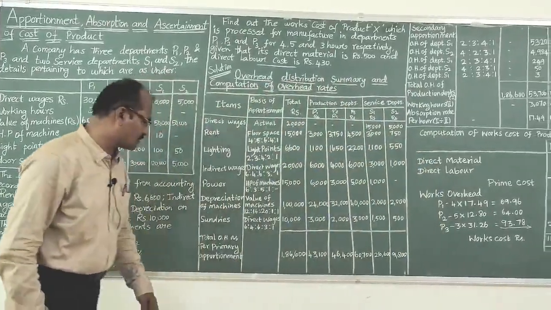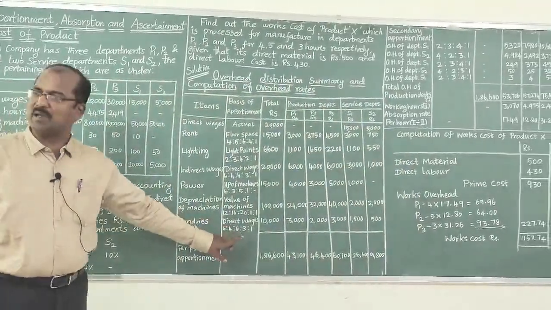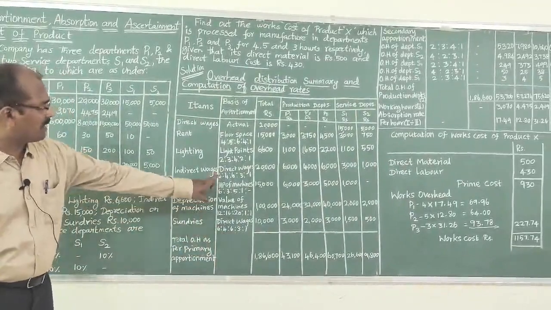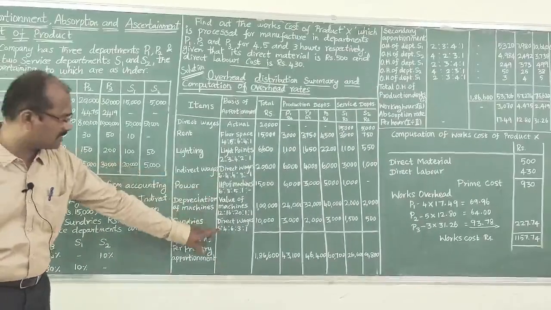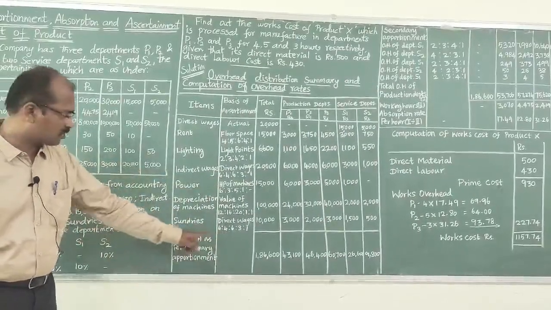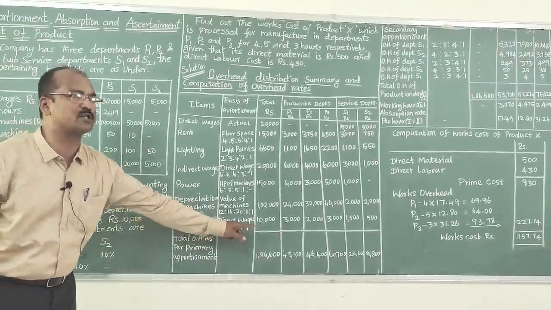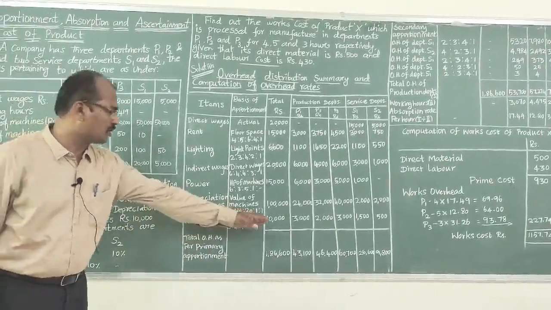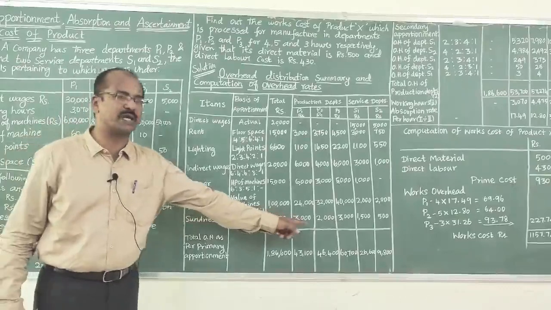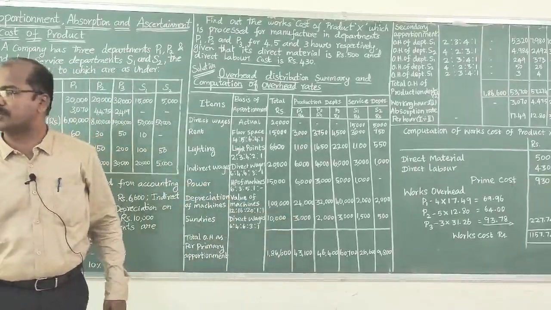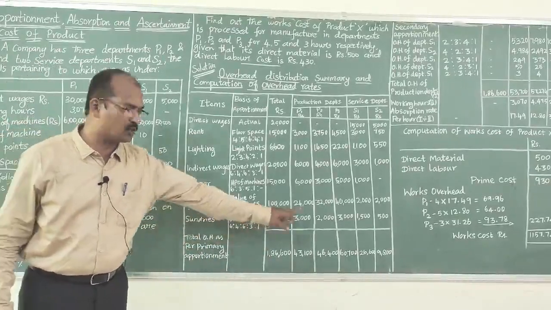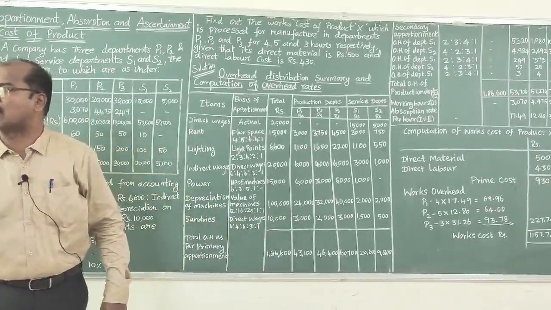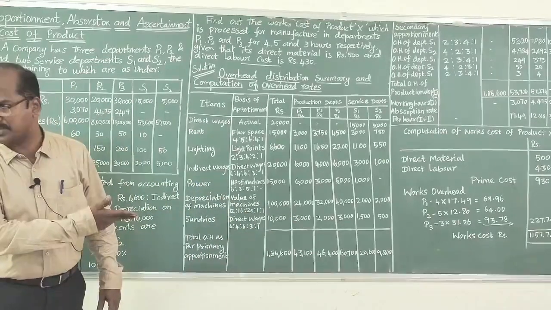Let's have a look at the solution here. Sundries, the basis is direct wages. We have already calculated the ratio for sundries. The same is copied over here. So 6:4:6:3:1. What is the total? 20. So 10,000 divided by 20 into 6 you get 3,000. 10,000 divided by 20 into 4 you get 2,000. In the same way you can calculate for the rest of the departments.